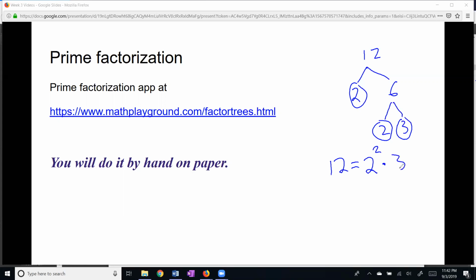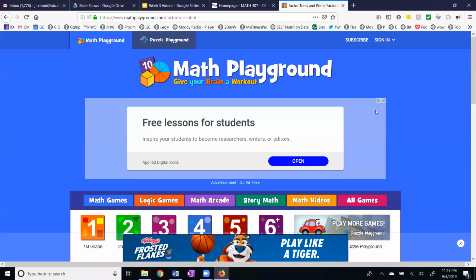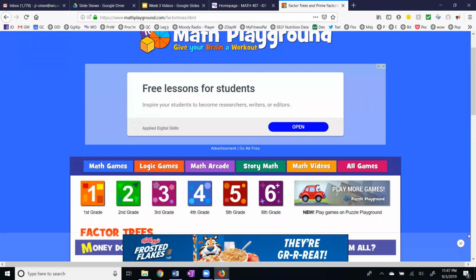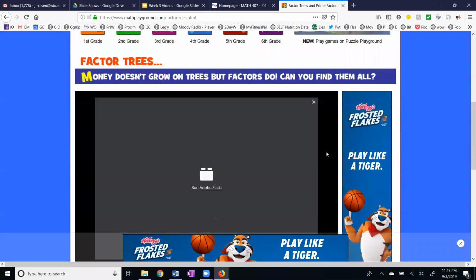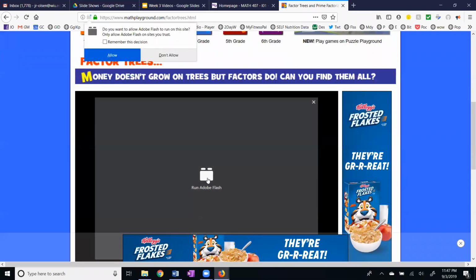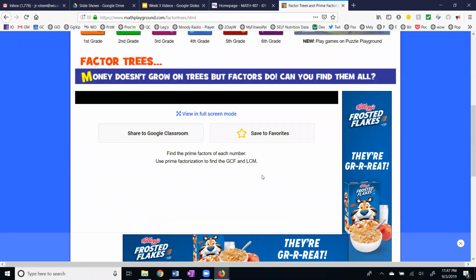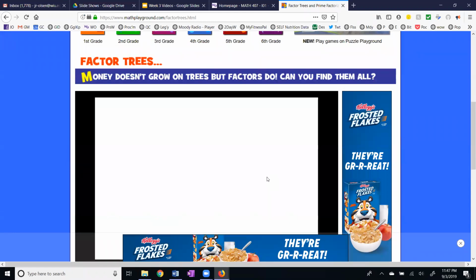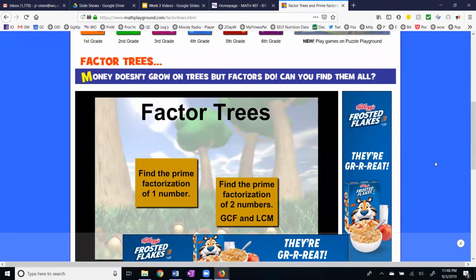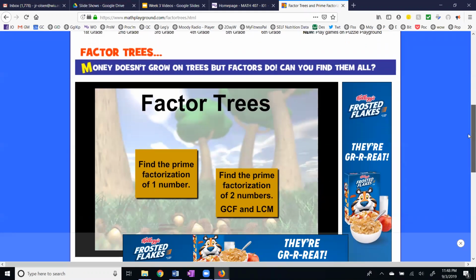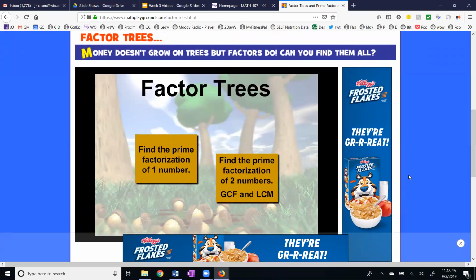There's a nice app at the math playground for doing factor trees. So let's take a look at that app. Okay, here we are at the math playground, and this is an excellent site. And here's the factor trees. Unfortunately, this is a Flash program, so you have to install Flash. And this does have two features here, finding the prime factorization of a number and using the prime factorization to find GCF and LCM, which is exactly what we want to do in our college course.